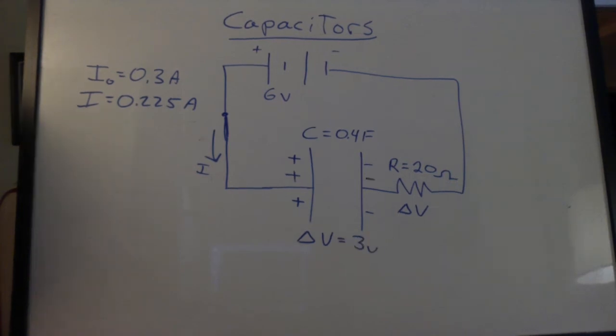And now more charge has appeared on the capacitor. We have a voltage drop of 3 volts on the capacitor. 3 volts, therefore, will be the drop on the resistor.